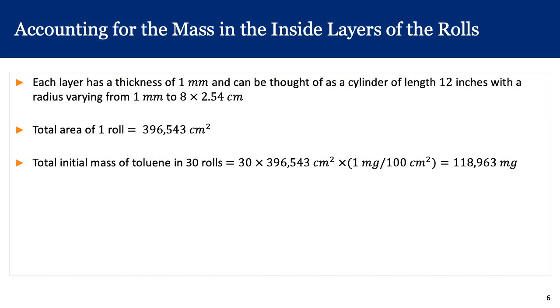So now the total area of one roll is the area of all of these layers. And that comes out to be 396,543 centimeters squared.